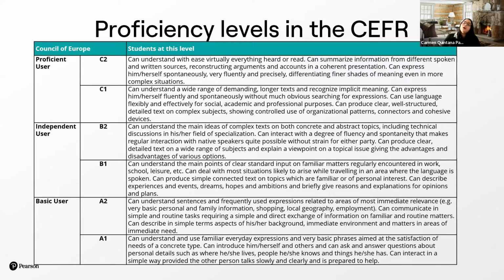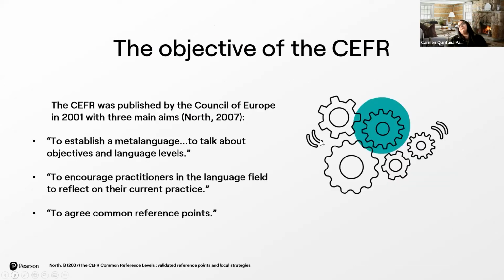Now, when we get to the holy grail of proficiency, the C2 level, the expectation is that this candidate performs at the level of an educated native speaker, so they can understand with ease virtually everything heard or read. But how do we get there? And how do we measure that? So we're going to spend some time discussing this today.